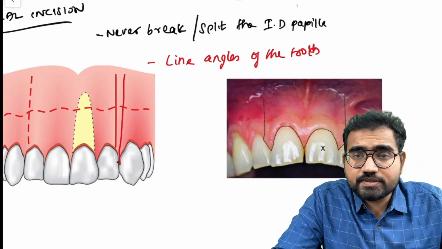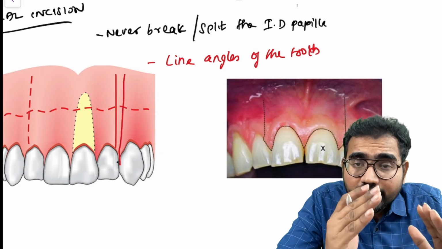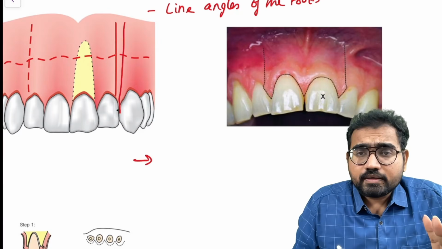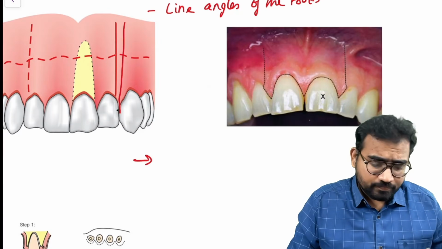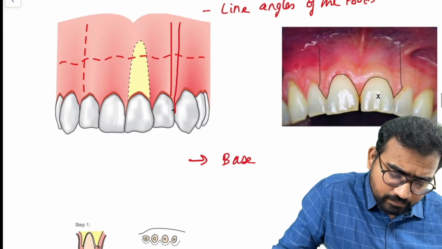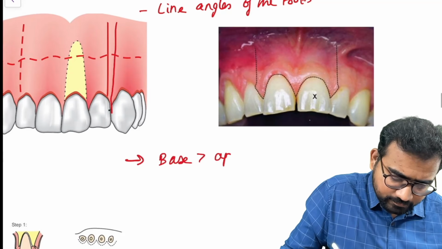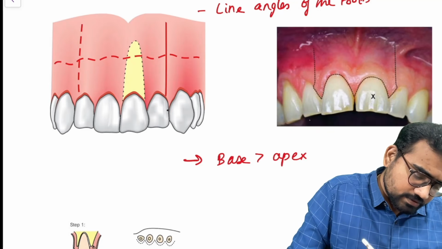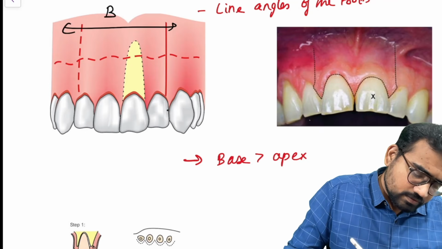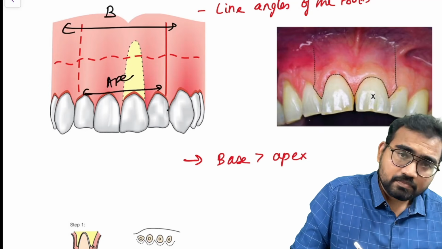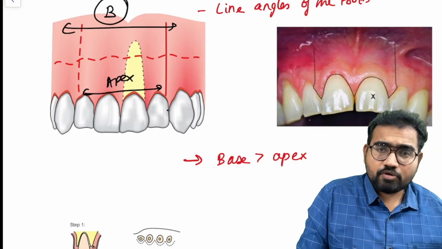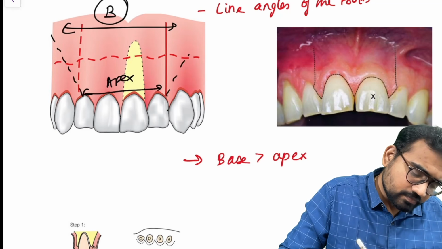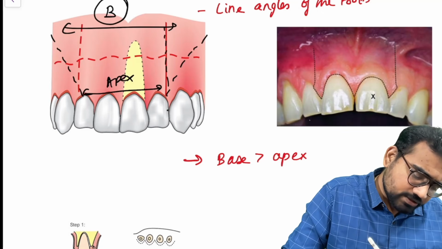Okay, so the vertical incision that I'm placing should be along the line angle of the tooth. And then the base to the apex ratio: the base should always be broader than the apex. So this is called the base. This is the base. This is the apex. So the base should always be broader. So I can give an incision like this, or as you see in the image.